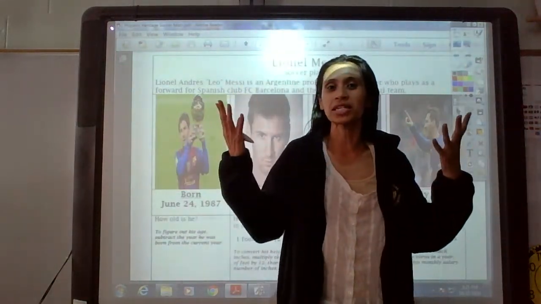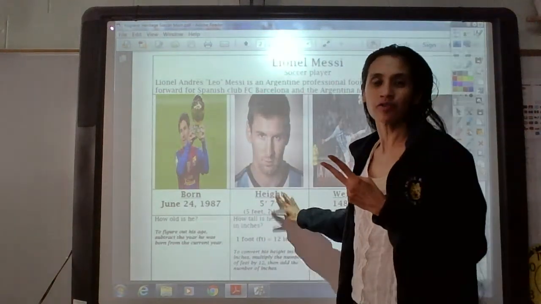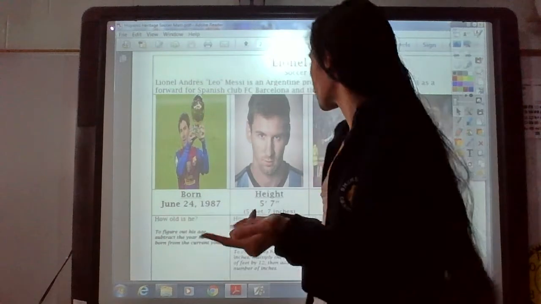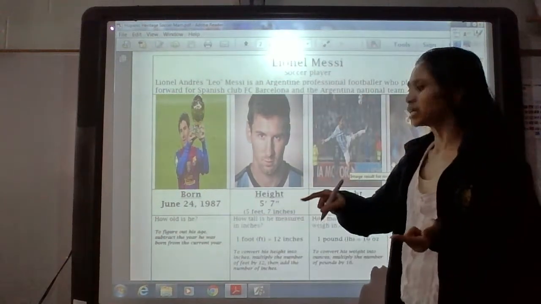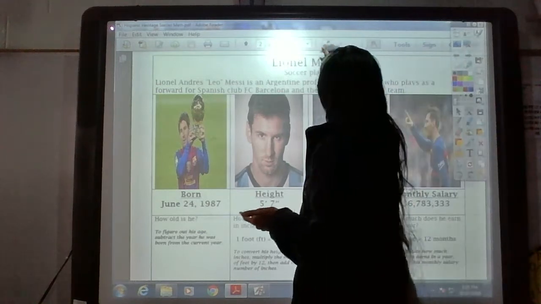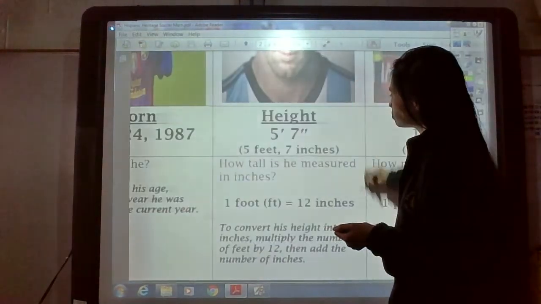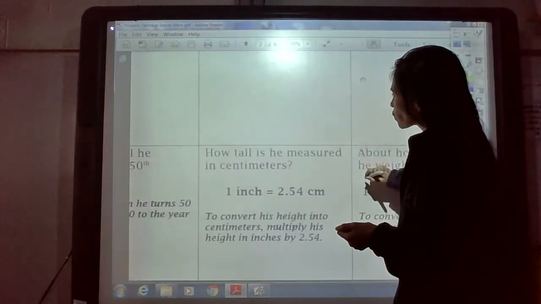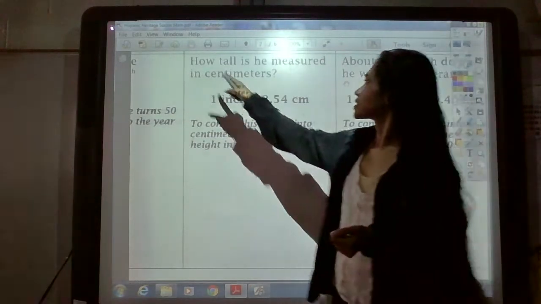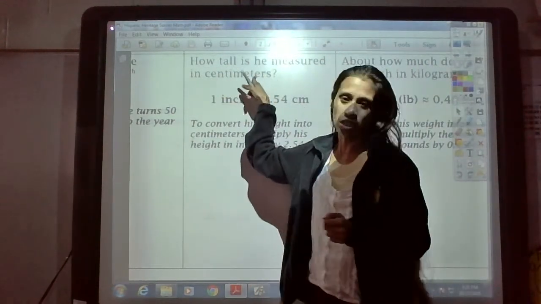So this is part 2 of the Messi height information. If you need the other videos, make sure you find them, okay? Right here, he is 5 feet 7 inches tall. We are ready to do part 2. Zoom down to the bottom. Are you ready to read that with me? It says, how tall is he measured in centimeters?